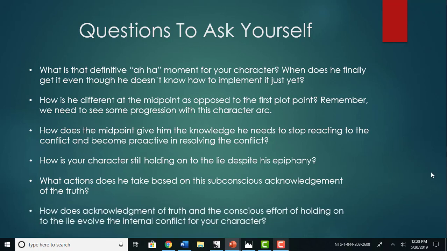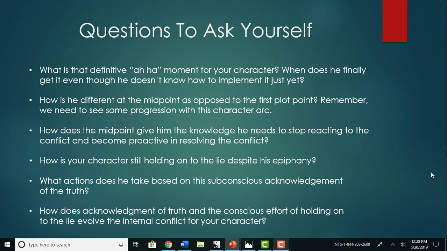How does acknowledgement of truth and the conscious effort of holding on to the lie evolve the internal conflict for your character? So what does that tug of war look like? What are they struggling with internally? How does it up the stakes? How does it make things more intense? How does it eventually resolve?